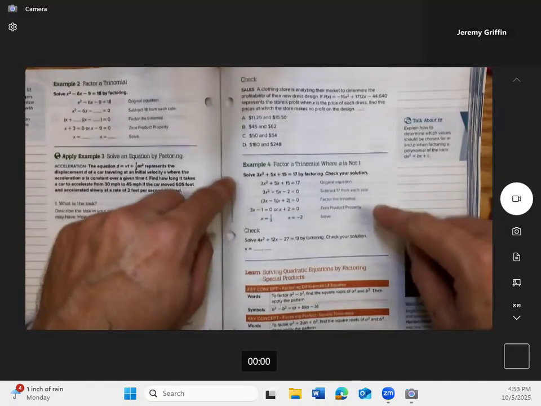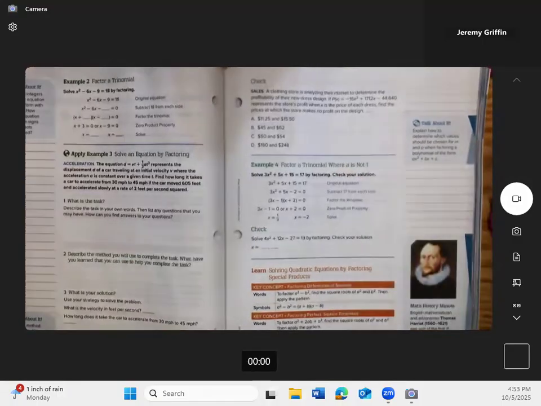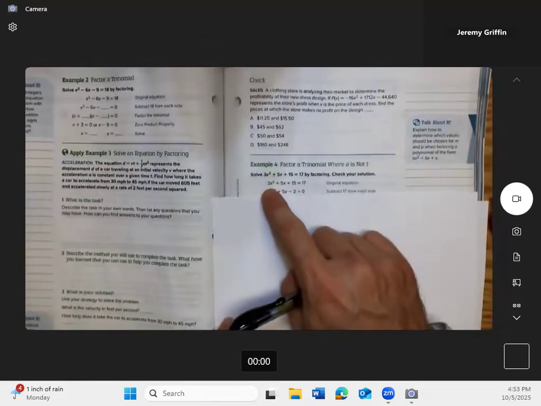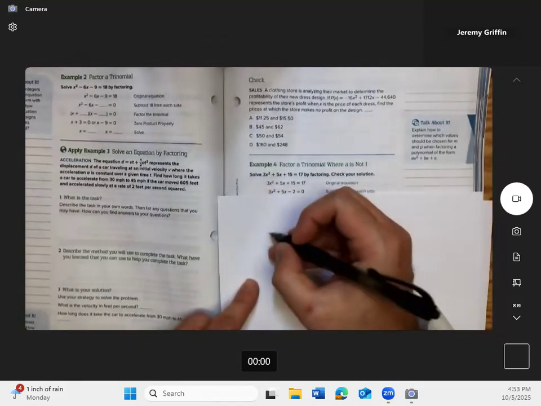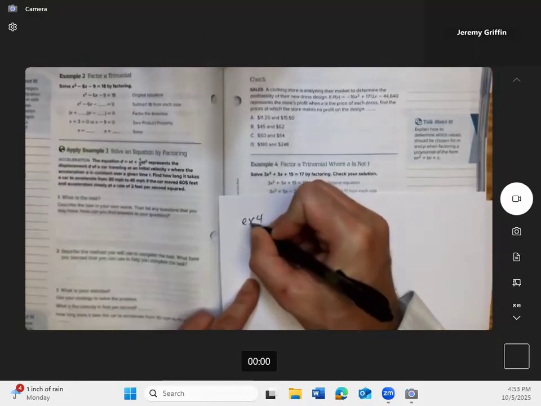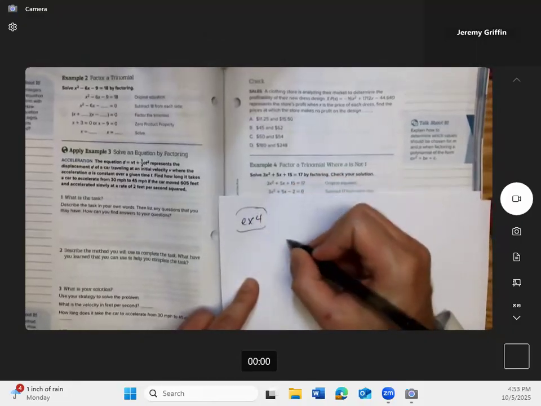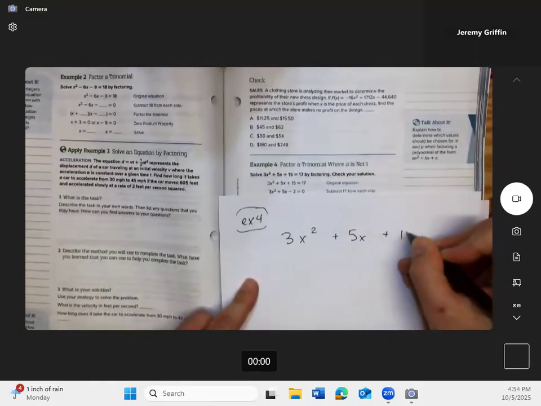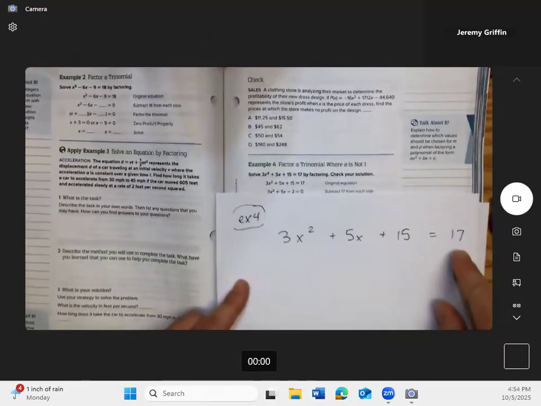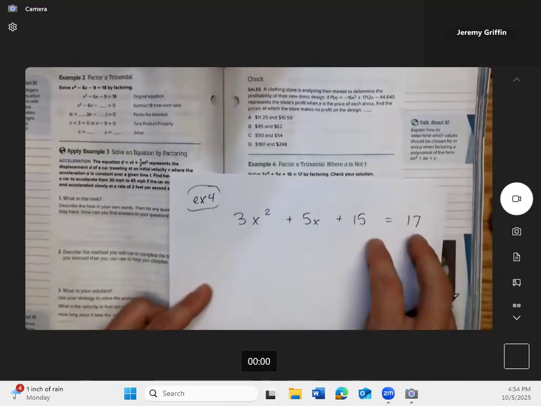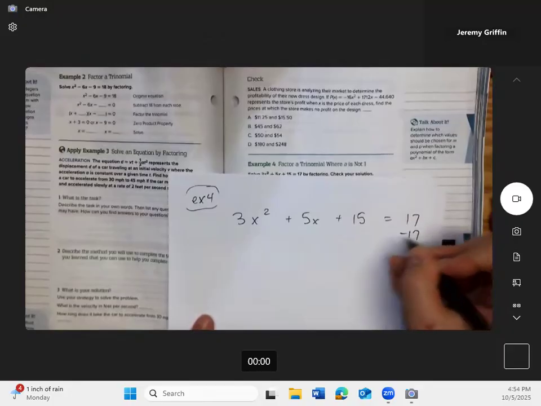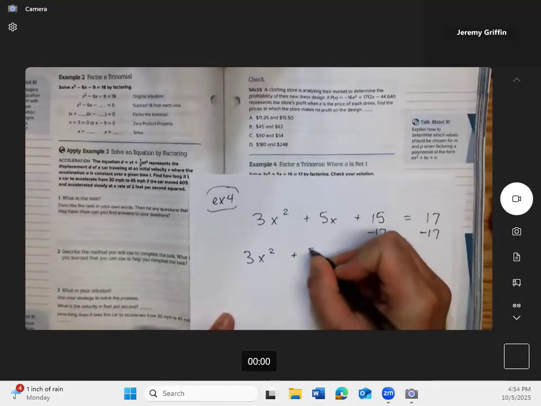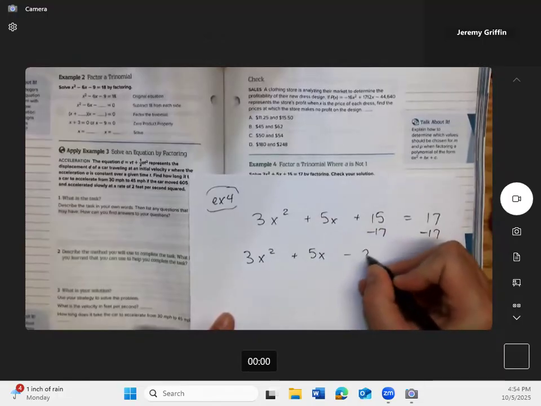What else we got? Factor a trinomial where a is not 1. Ooh, yeah, we haven't quite done that yet. Let's try it. What if you have a coefficient in front of the x squared that's like 3? Example 4, on page 159. Let's do 3x squared plus 5x plus 15 equals 17. Right away, let's get this set equal to 0, subtract 17 from both sides, getting 3x squared plus 5x minus 2.